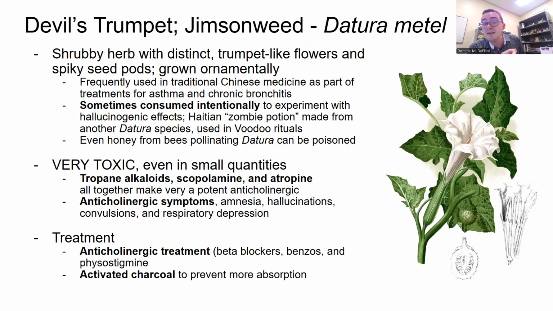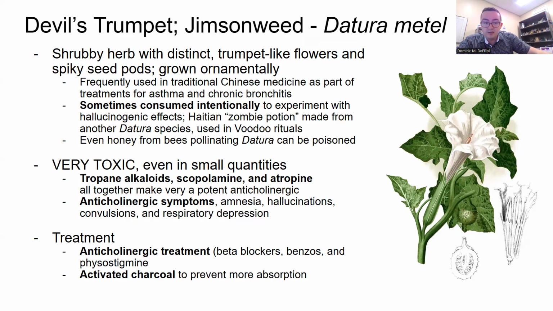Even honey from bees pollinating datura can be poisoned. So even if you have this growing in your garden, the bees down the street that pollinate it might actually create some toxic honey, which is wild to see that it's that toxic. Like I said, very toxic, even in small quantities. It has tropane alkaloids, scopolamine, and atropine, so just like deadly nightshade. All together, make it a very, very potent anticholinergic toxin.